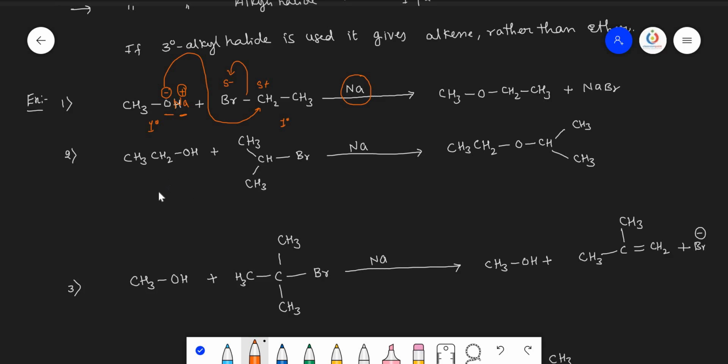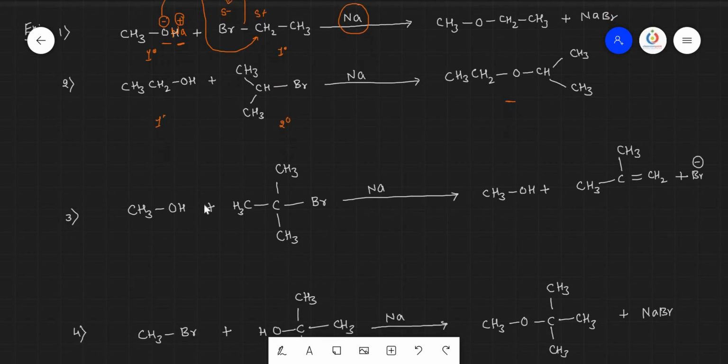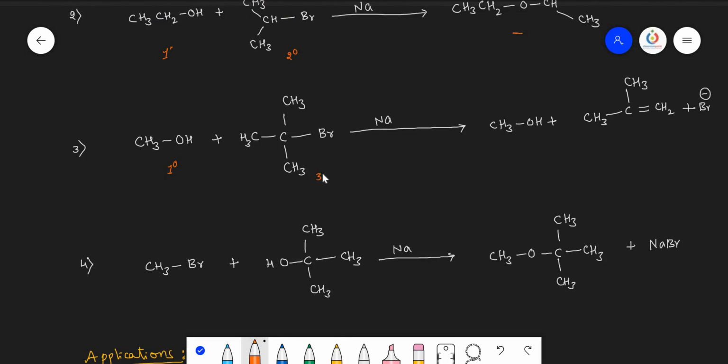But in this particular case, this is the primary alcohol, this is the secondary alkyl halide, even then the reaction gives the ether. But if you take the primary alcohol and a tertiary alkyl halide, let us see what is going to happen here. Primary alcohol on reaction with sodium forms its respective sodium alkoxide, say sodium methoxide. Now this is the tertiary alkyl halide. Halogen gets the partial negative charge, as usual carbon gets the partial positive charge.